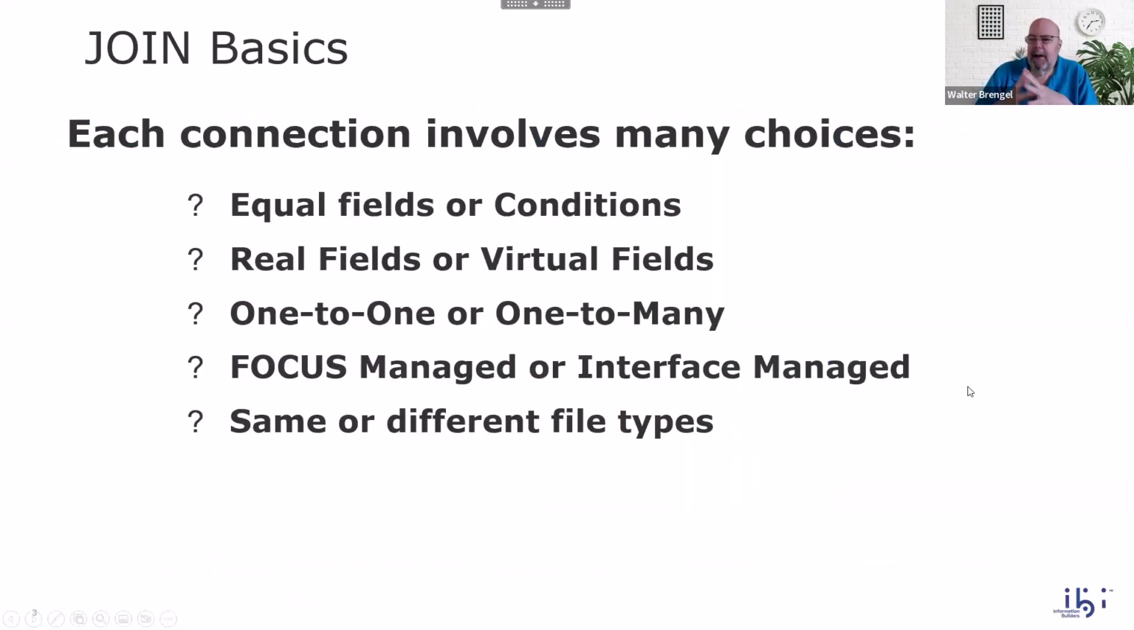So with joins, you can have an equal join or equijoin. It could be conditional. You can join based on real fields in the database or virtual fields that you created in a define. You can have a one-to-one join or a one-to-many. It could be a focus managed join or an interface managed join, and we're going to talk a little bit about the differences of those and what to look for. And you can have same or different file types. So I could take an Oracle table and join it to a Microsoft SQL Server table. They don't have to be all the same.